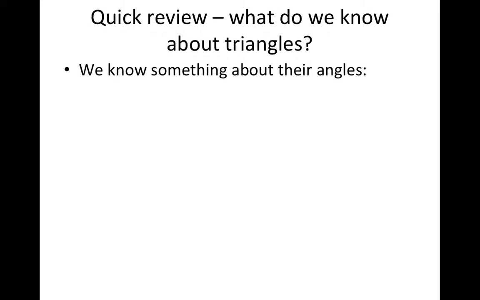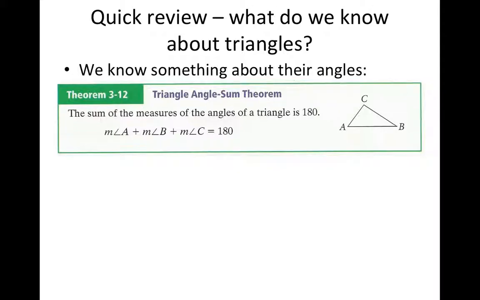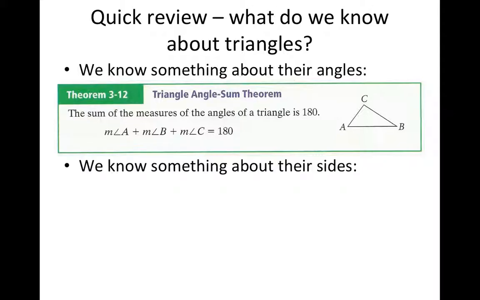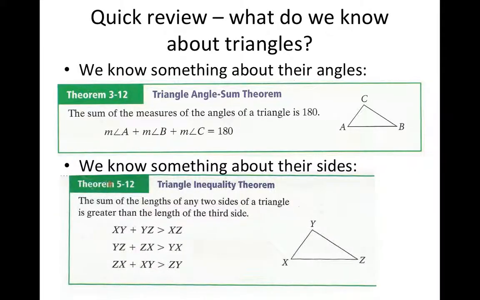Well, we know something about their angles, and that is, the triangle angle sum theorem says that the sum of the measures of the angles of a triangle is 180 degrees. We also know something about their sides, and that is the triangle inequality theorem, which says that the sum of the lengths of any two sides of a triangle is greater than the length of the third side. So we already know some things about triangles. Now we're going to add one more.